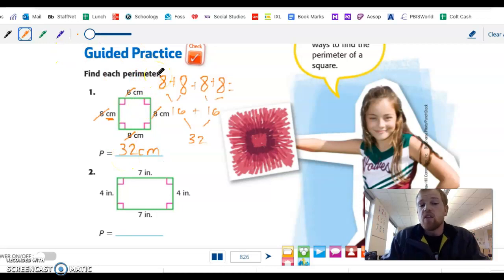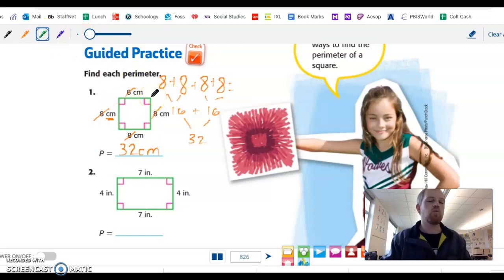Now, the other way I could solve this is I noticed that while going around, all of my sides were the same length. I have 8 plus 8 plus 8 plus 8. When I have a four-sided figure where all my sides are the same length, and you can see these little marks here, this also tells me that they're all right angles. That tells me that I have a square.